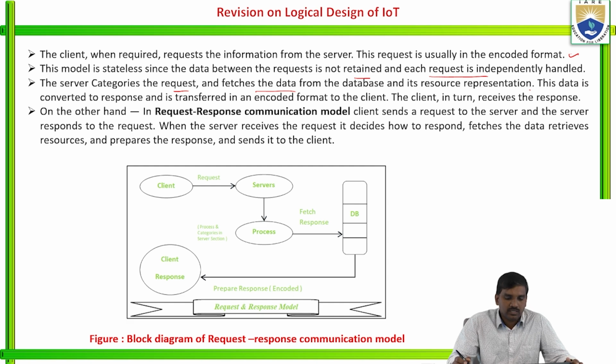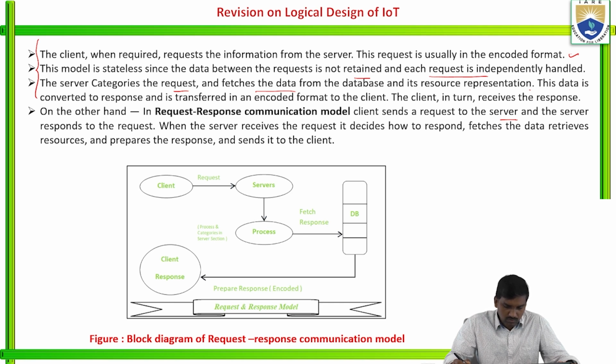In the request response communication model, the client sends a request to the server and the server responds to the request. When the server receives the request, it decides how to respond, fetches the data, retrieves the resources, prepares the response and sends it to the client. This is the normal thing we already discussed in the previous slide. The first three sentences are important to write for the request response communication model.